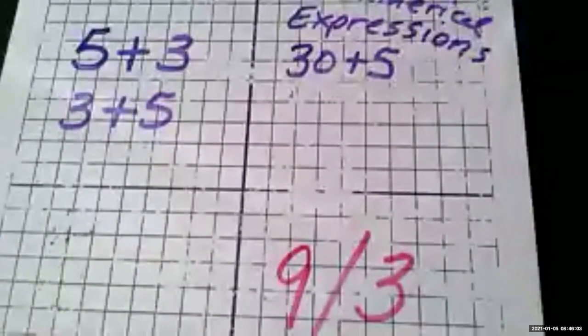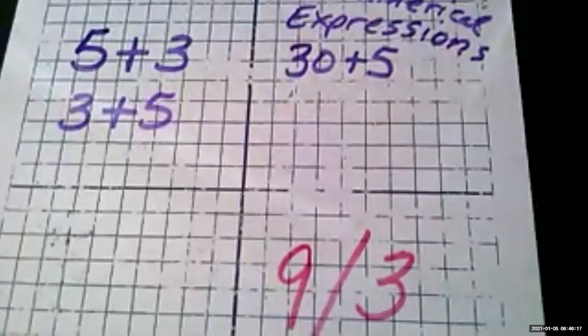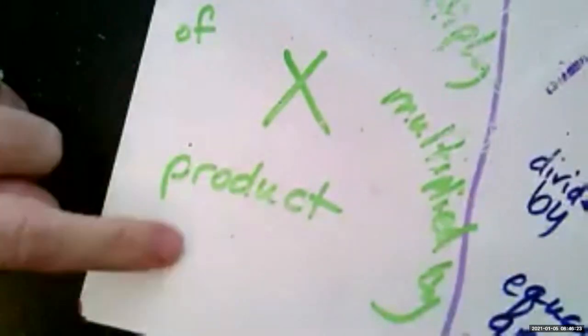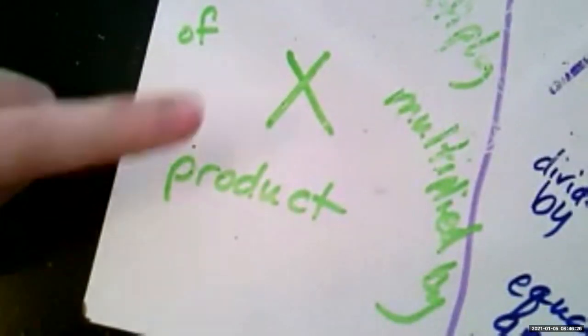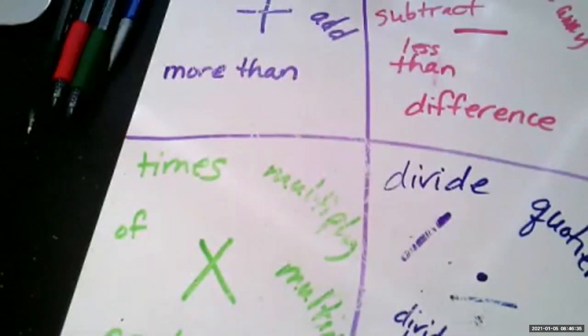How about the product of 4 and 9? Not the answer, just the numerical expression. Yes, product. There it is. There's the product. Multiply. Product means multiply. There you go. The product of 4 and 9 means multiply it. You're right. Okay, good job. Let's see what else I got here. I got a couple more.